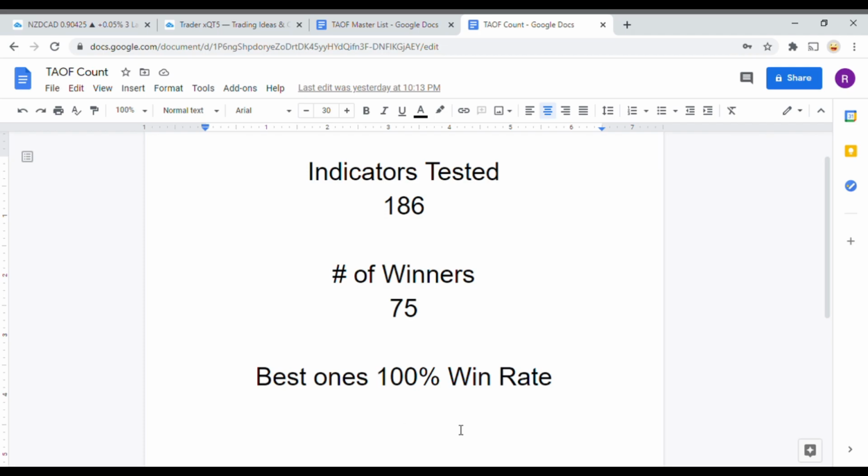So to date, we have tested 186 indicators. And out of those 186 indicators, 75 of them have been winners, which means that they have met or exceeded the 60% win-loss ratio threshold that we have set for them. The best ones so far were able to achieve a 100% win rate.